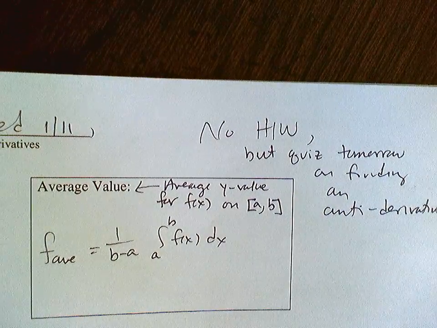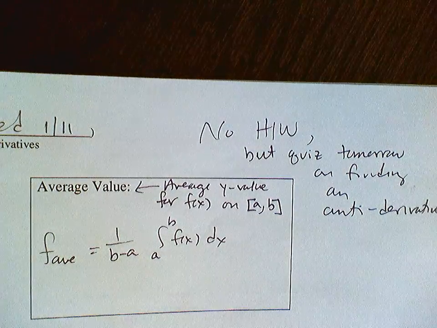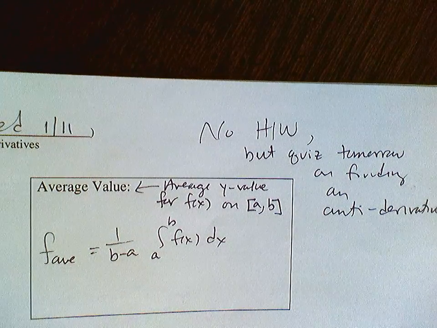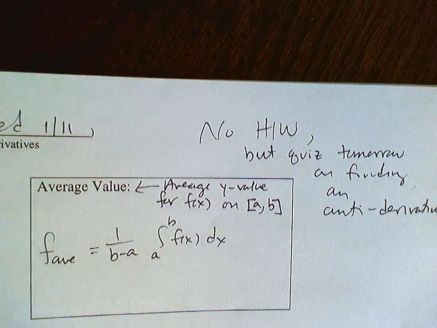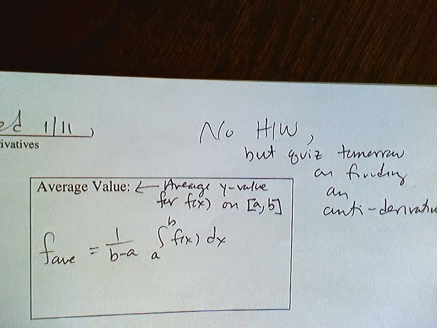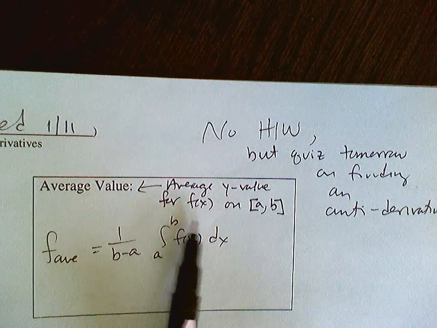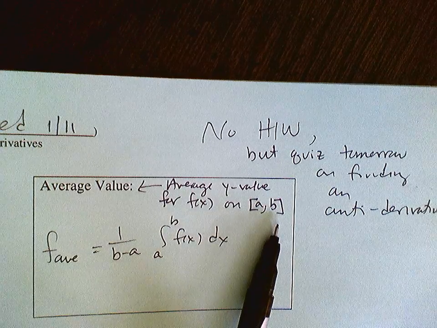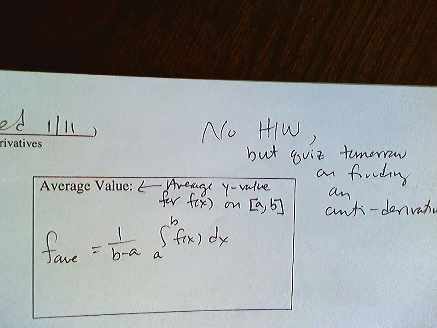Now, before I show you the power rule for finding an antiderivative, which is just like the backwards of finding a derivative, the reverse of it, we're going to learn the average value formula. So average value of a function is the average y value for the function over a certain interval. Okay, so it's the average of all the y values over an interval.